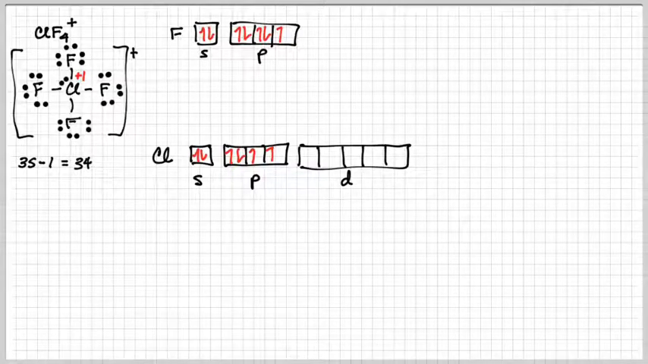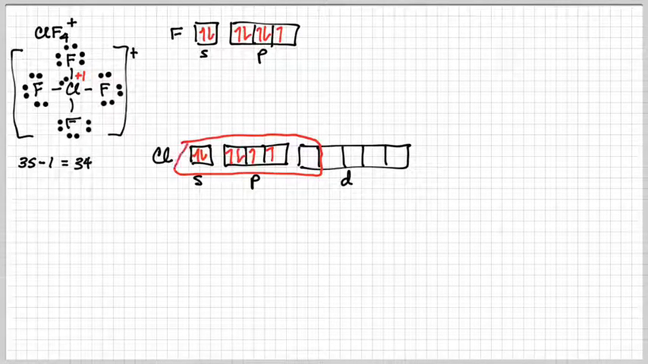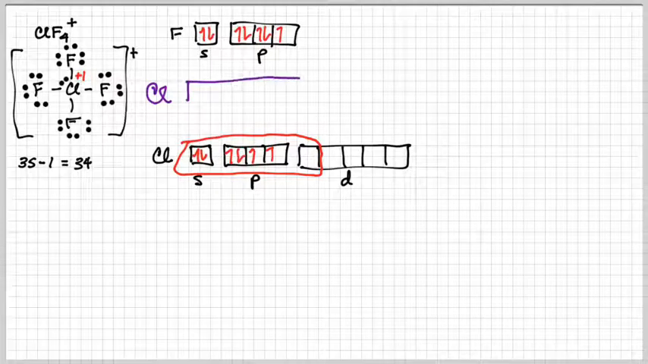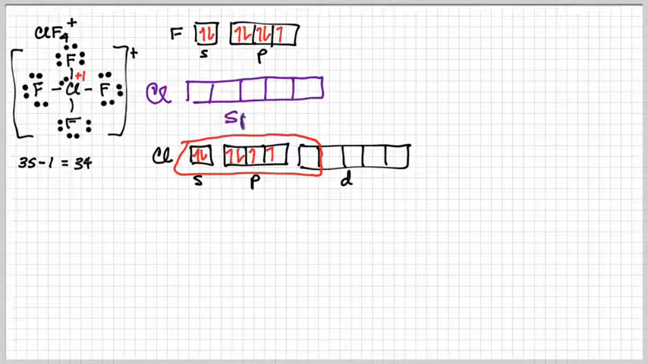How many electron groups are on the central atom? 5. sp3d, right? So we're going to do sp3d. I do this in purple. So here's chlorine, and we're going to have 5 equivalent sp3d orbitals.